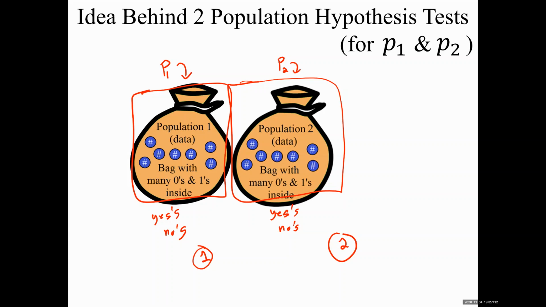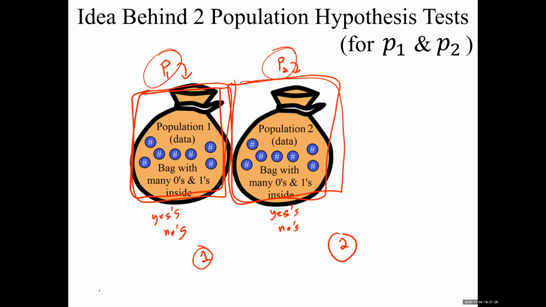Okay, so P1 would be the percentage of all Rio Hondo students that are married, or more generally, the percentage of yeses in this entire bag. P2 would be the percentage of all PCC students that are married, or more generally, the percentage of all yeses in this bag. And the king and peasant are going to fight over these two quantities.